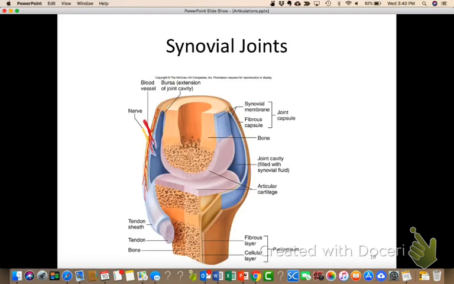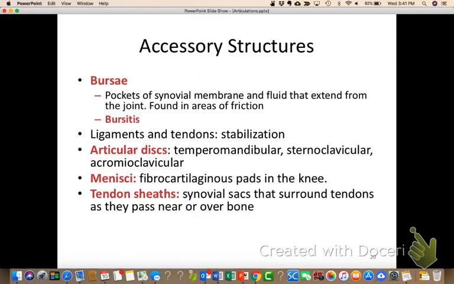So here you see a diagram of all the parts of a synovial membrane, and you'll find that there's some extra things in here. So if you look carefully, you'll see there is a bursa. A bursa is an extension of the joint cavity, and a tendon sheath, and both the bursa and the tendon sheath are lined by synovial membrane. So they're also going to have that slippery surface of synovial fluid, and they are adapted to reducing friction between the surfaces of the bone and the skin, or between tendons and ligaments, or whatever.